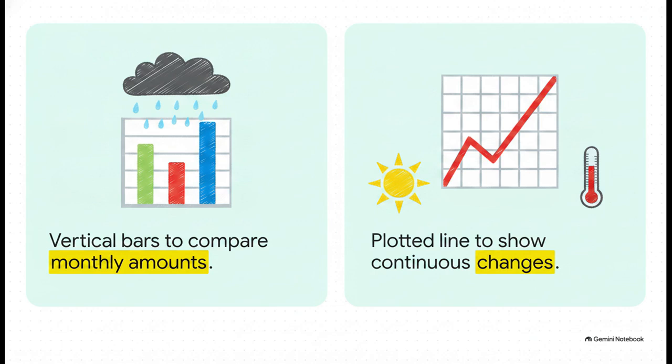The 2 main types geographers use are bar graphs and line graphs. A bar graph uses side-by-side vertical bars, which is perfect for comparing amounts, like exactly how much it rained in a specific month. A line graph, however, uses a plotted line connecting data points. This is ideal for showing continuous changes over a period, like how temperature gradually rises and falls.